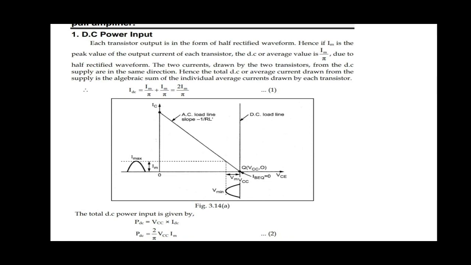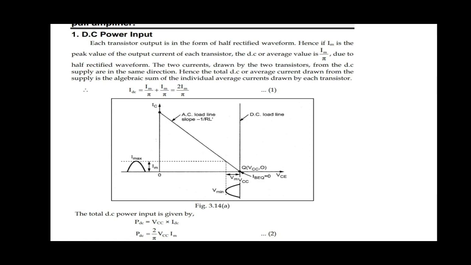Now the DC power input we have to discuss. Each transistor output is in the form of a half wave rectifier waveform. We know the half wave rectifier allows only half of the signal. So Im is the peak value of the output current of each transistor. The DC or average value for half wave is Im by π due to the half wave rectifier.